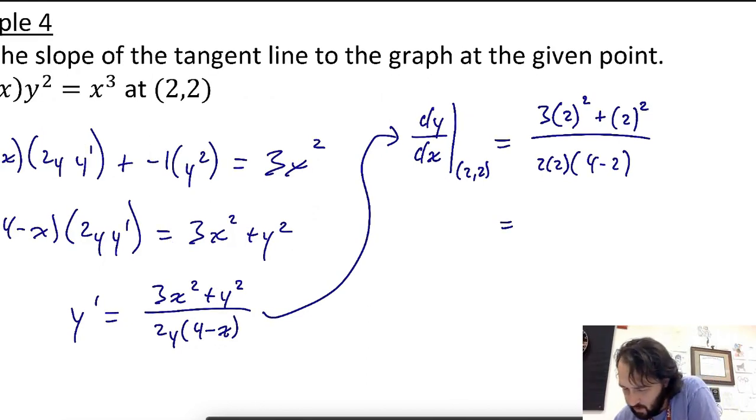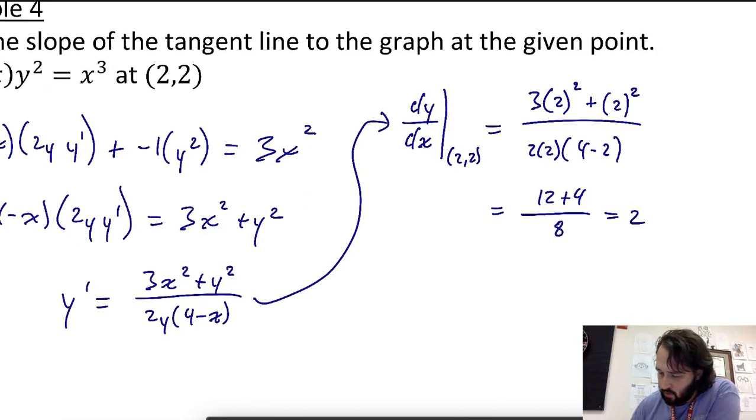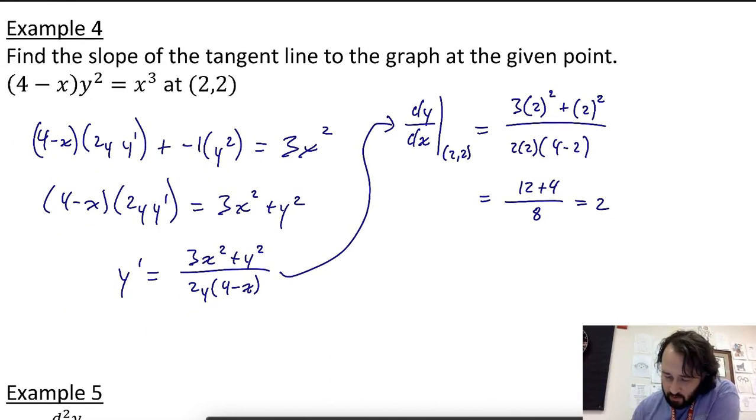So that's 3. 3 times 4 is 12 plus 4 over 4 times 2 is 8. So this would be 2. So I was a little bit off with my slope there, but we were kind of close. All right, so there's my slope of the tangent line.